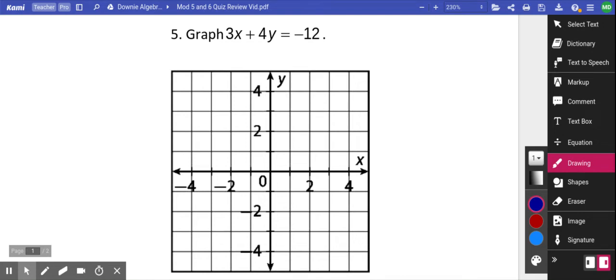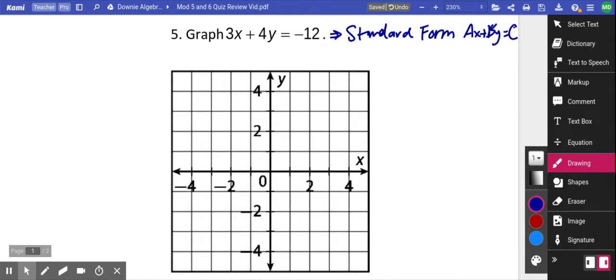If I have an equation that looks like this, 3x plus 4y equals negative 12. The first thing I notice is that this equation is in standard form. That is our ax plus by equals c.